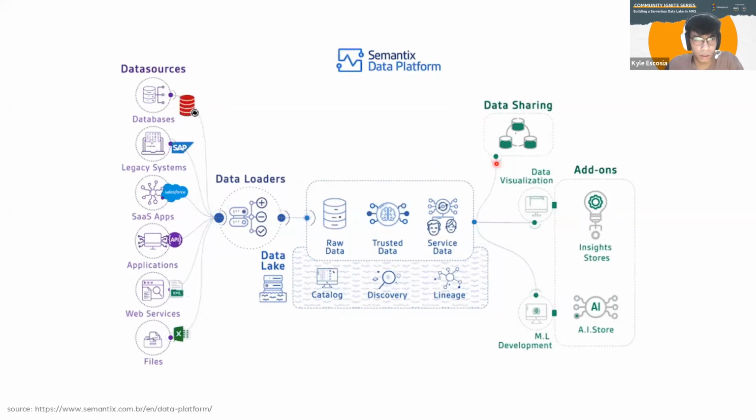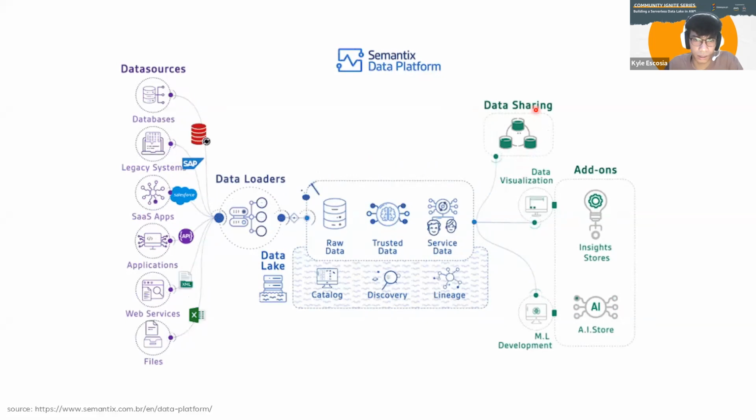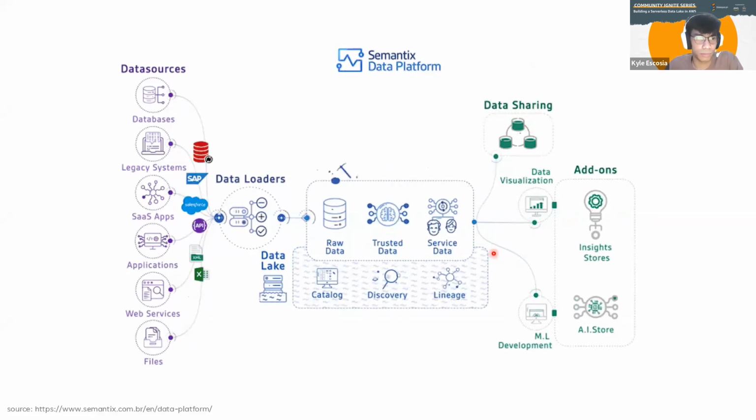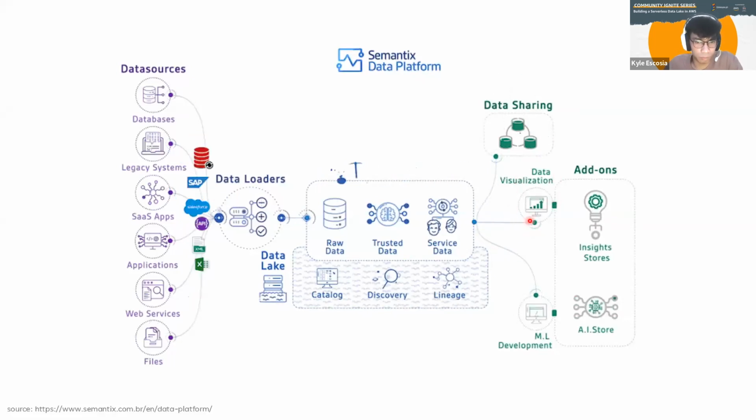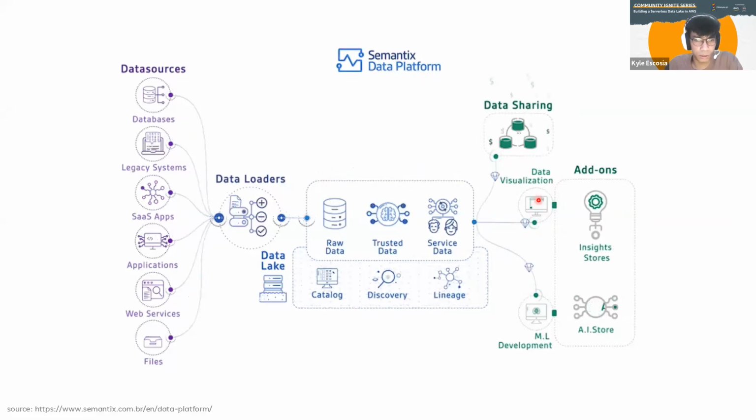And then on your right side, we have data sharing. This is one of the trends now in the industry: the ability to share your data and monetize that data. Of course, we don't share sensitive data, because we'd be in trouble. And of course, data visualization, which has been around for a couple of years now. And then ML development, the hot topic right now, AI systems. So this is just how the data flows across all systems.